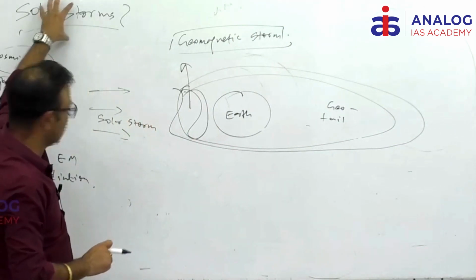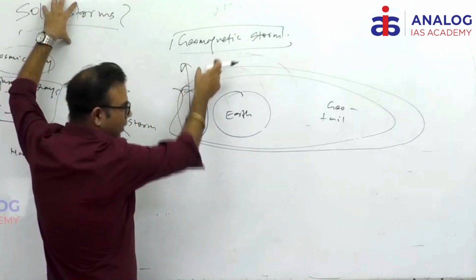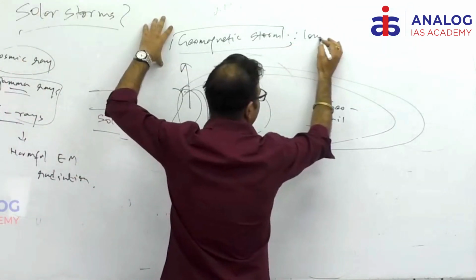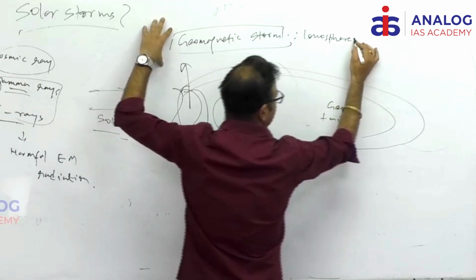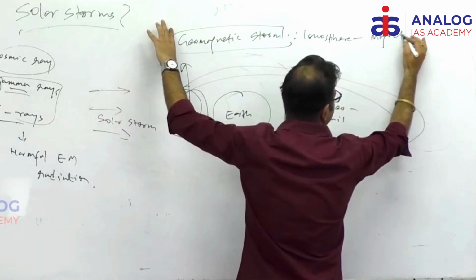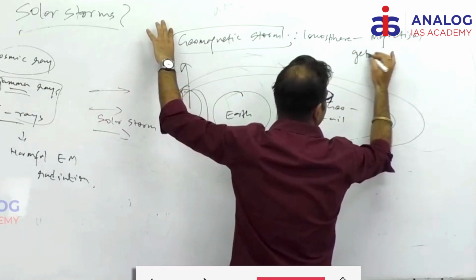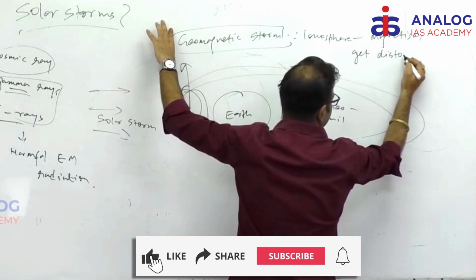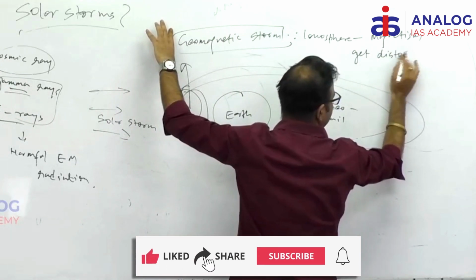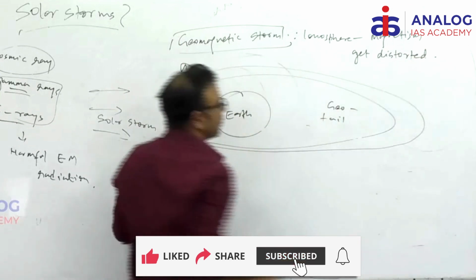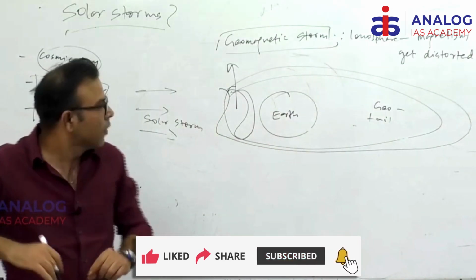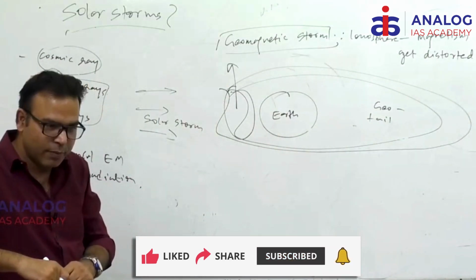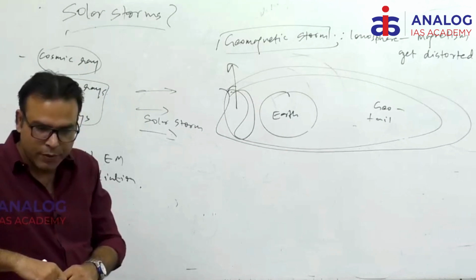But during a strong solar storm, earth, so here the ionosphere, right? Ionosphere, magnetism gets distorted. Think of ionosphere magnetism getting disturbed.